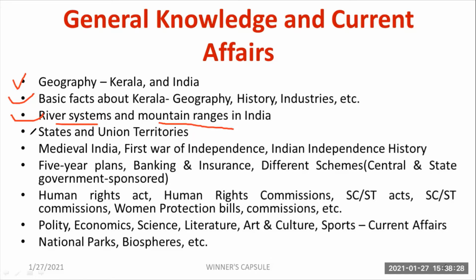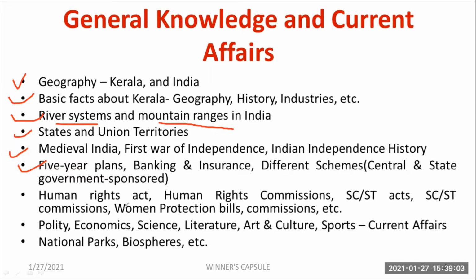Then states and UTs, and this is very important. Now three more UTs have been added. That also you have to remember. Then the first war of independence, Indian independence history. Remember the year. Then five-year plans, when each was started, what the main agendas were, and the duration also. Agriculture, industry, likewise they have given significance to each and every five-year plan that you have to remember.